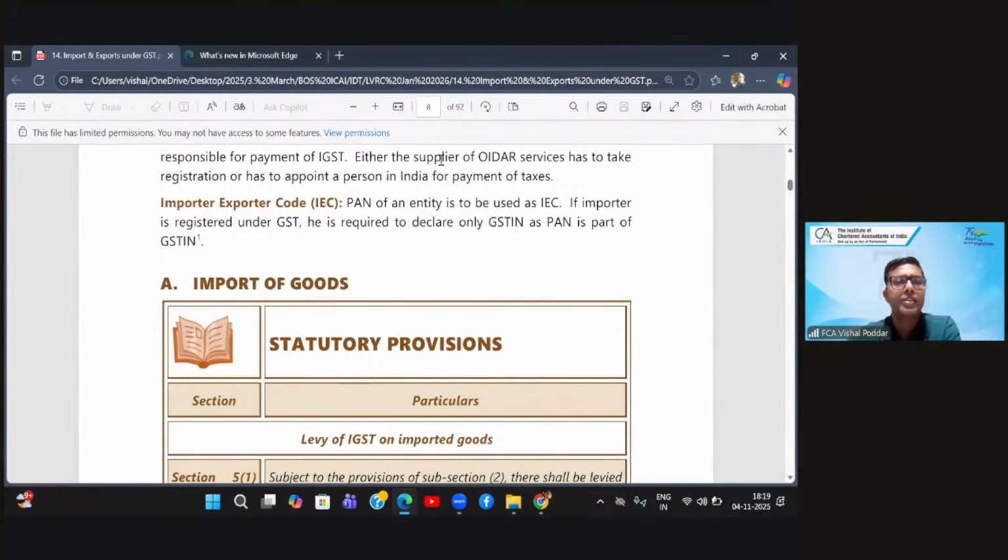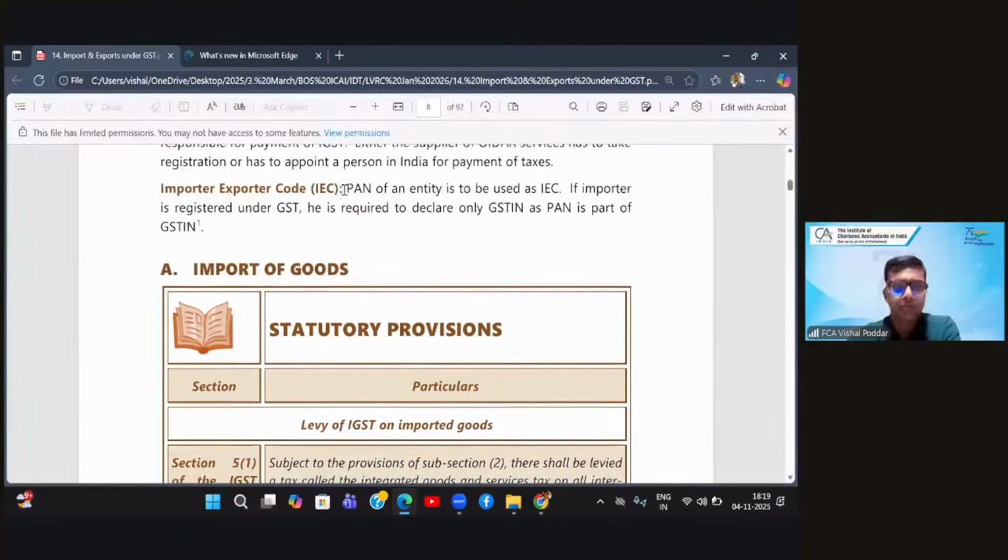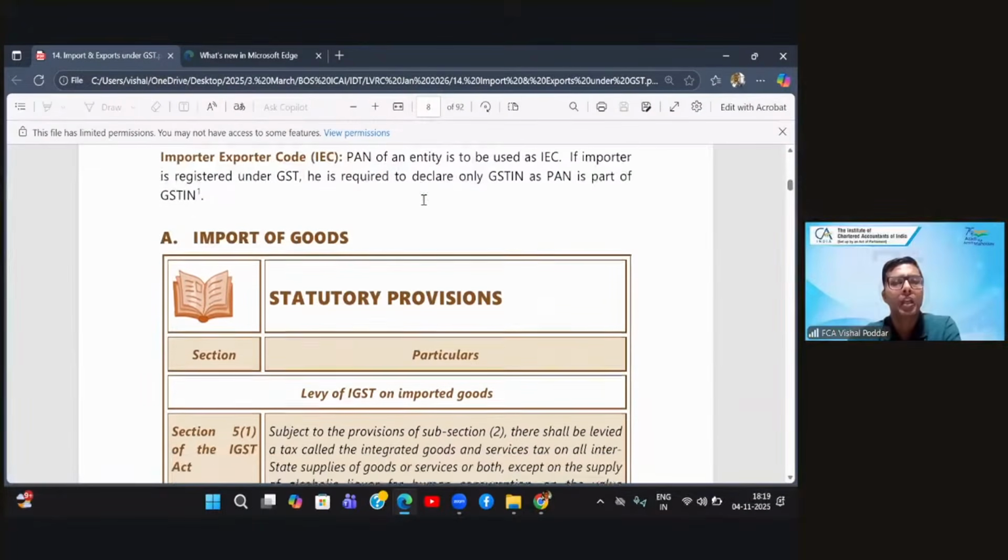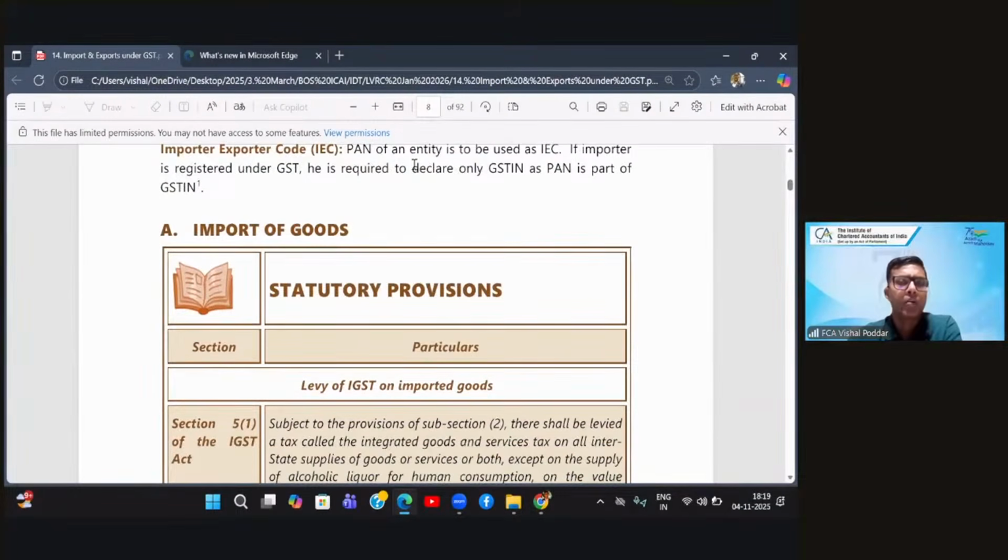Now, for exercising control, such a supplier is mandated to take a compulsory registration in India or to appoint a person in India who will be responsible for all the liability discharge. IEC code, the PAN of an entity is to be used as the IEC code, or if the importer is registered under GST, he is required to declare GSTIN, and PAN is part of GSTIN.